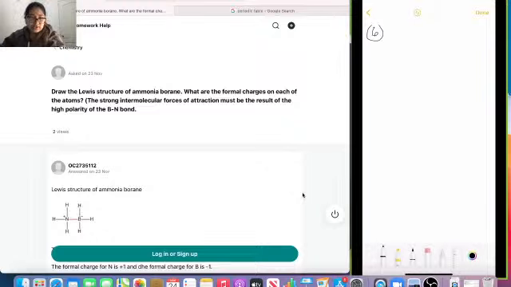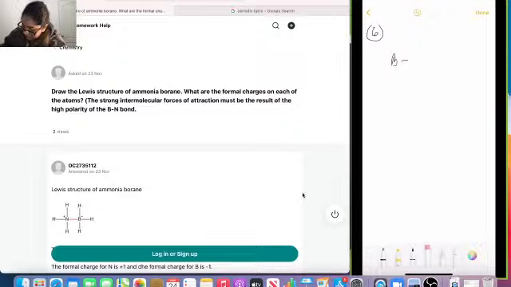Okay, so 6. Draw the Lewis structure of ammonia borane. What are the formal charges on each of the atoms? The strong molecular forces of attraction must be the result of the high polarity of the boron to nitrogen bond. Okay, so ammonia borane, right? The ammonia borane structure is basically like this. So we have our borane and ammonia.